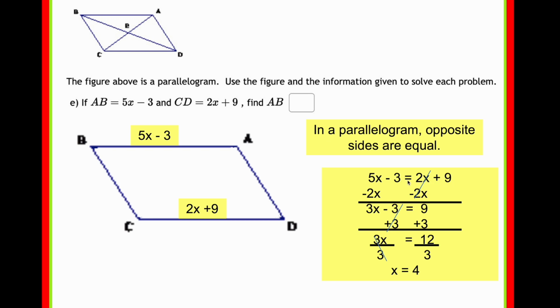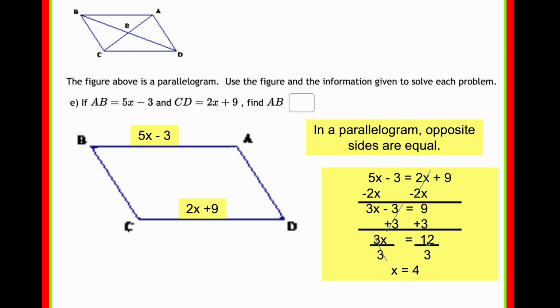And notice how they are equal to each other. Now, the first thing we have to cancel, we look at the x's first. So the smaller x is 2x, so the opposite is negative 2x. That leaves me 3x minus 3 equals 9. Then I need to get rid of the minus 3 or the negative 3, so that becomes positive 3 on both sides.